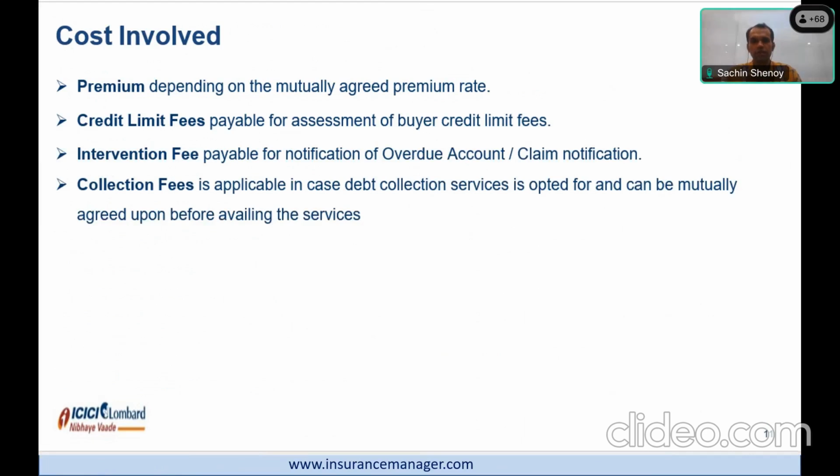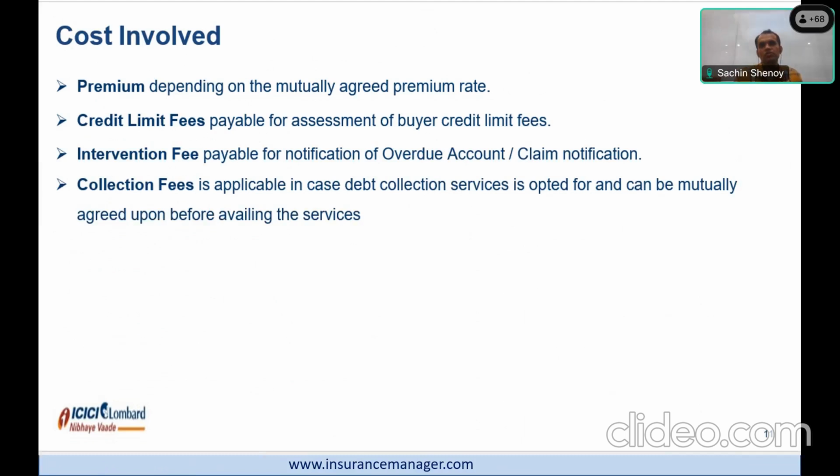So, cost involved. This is a very important slide, because most of the time we understand that if a premium is paid, then the entire coverage would be there. But in this policy, there are multiple costs involved. One is the premium, which is towards the risk you are taking. Next, we are talking about the credit limit fees. Credit limit fees are nothing but fees for underwriting the buyers, the portfolio of buyers which are getting underwritten.